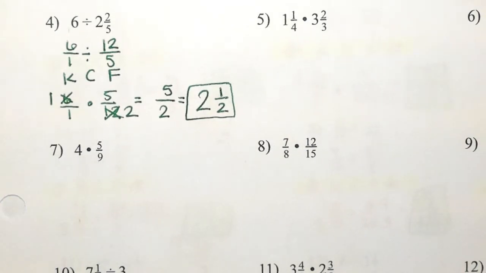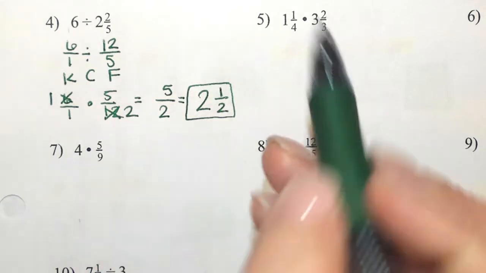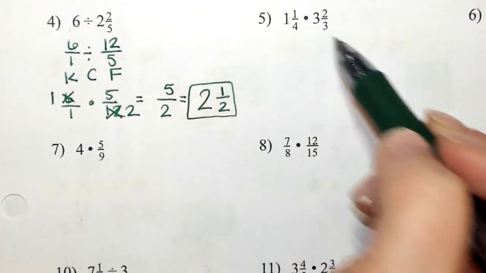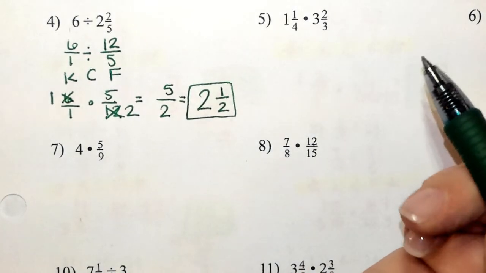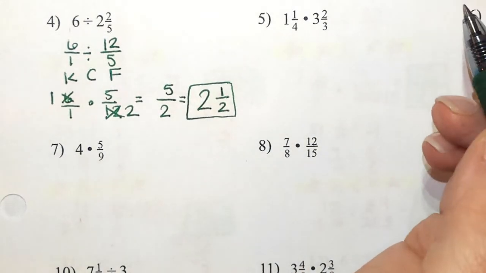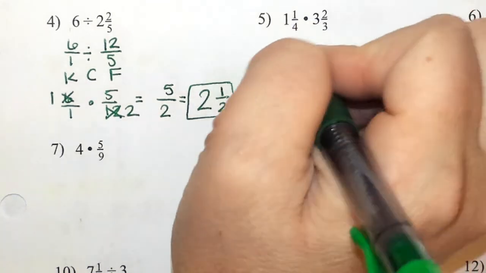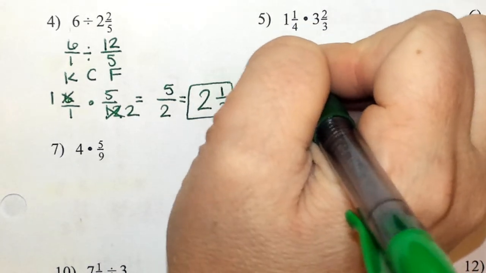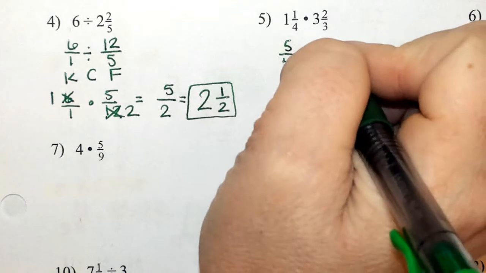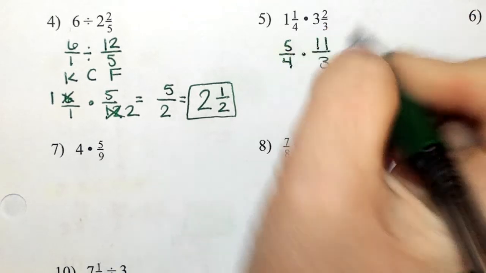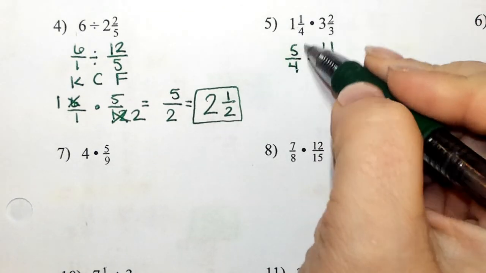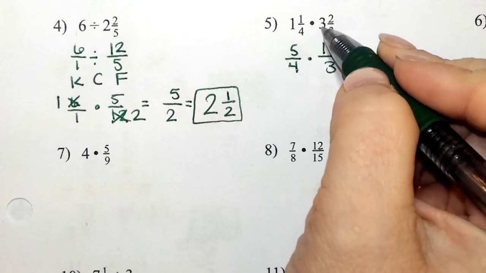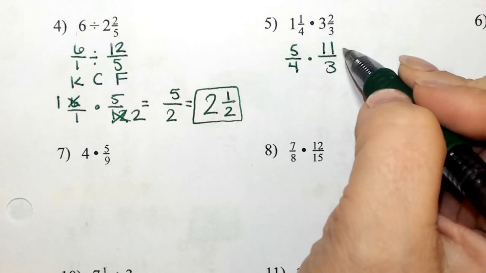Number 5. Is number 5 a good problem the way it's written right now? No. It is not a good problem because we have these mixed numbers. So what can I change number 5 to say? Enrique? 5 over 4 times 11 over 3. 4 times 1 is 4, plus the 1 is 5. And then 3 times 3 is 9, plus the 2 is 11.